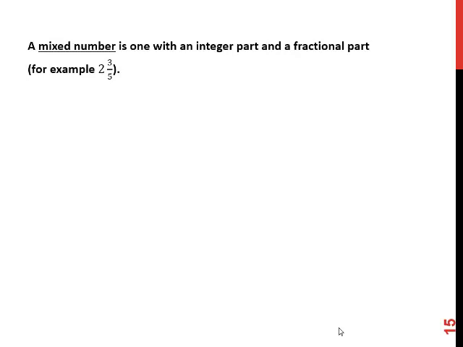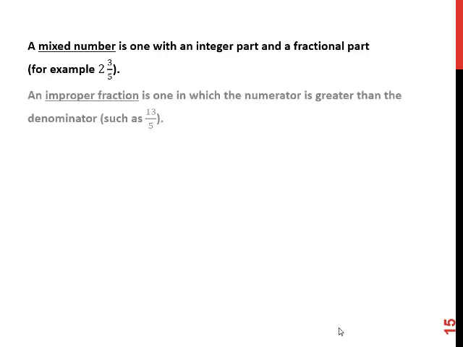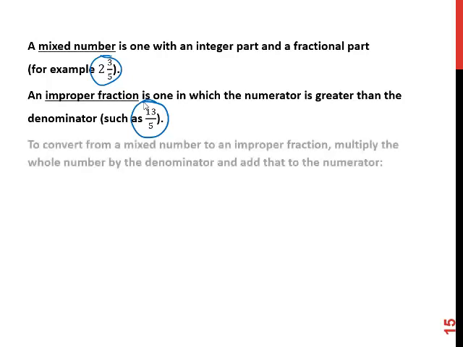A mixed number is a number with an integer part and a fractional part, like 2 3/5. An improper fraction is one where the numerator is greater than the denominator, like 13/5. In fact, 2 3/5 and 13/5 are the same, they represent the same quantity. Sometimes we need to convert back and forth between these.